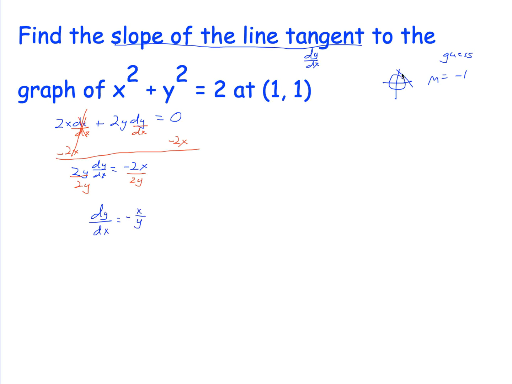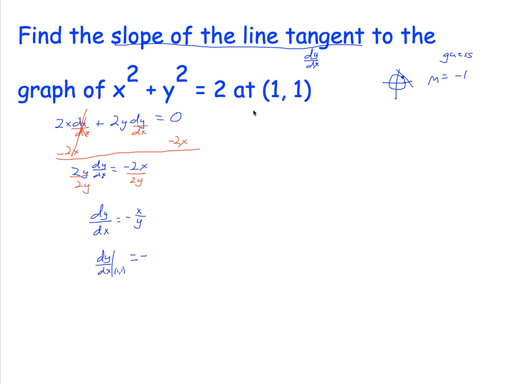Well, it is asking for this at a specific point. There's a whole lot of points that go around this circle. It's asking for 1, 1. So we would put 1 and 1 in. So this is where we could use this notation: at the point 1, 1.